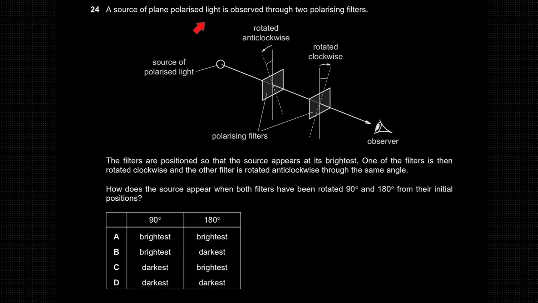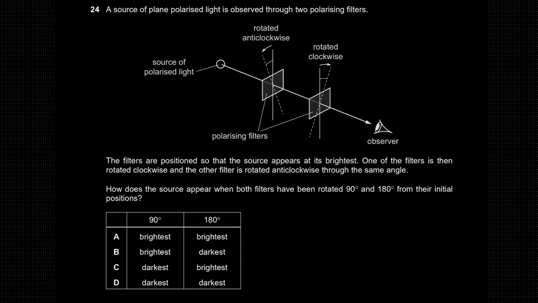So a source of plane polarized light is observed through two polarizing filters. The filters are positioned so that the source appears at its brightest. One of the filters is then rotated clockwise and the other filter is rotated anti-clockwise through the same angle. How does the source appear when both filters have been rotated 90 degrees and 180 degrees from their initial positions?